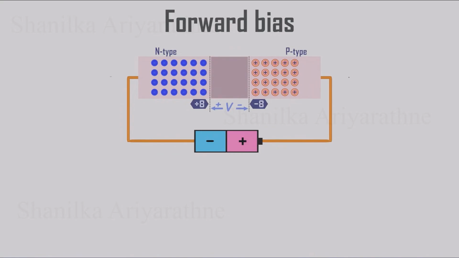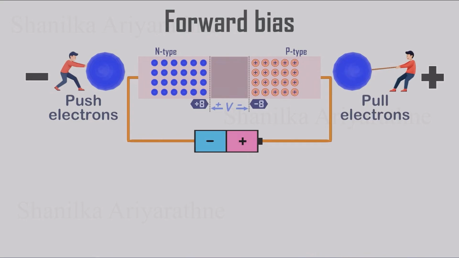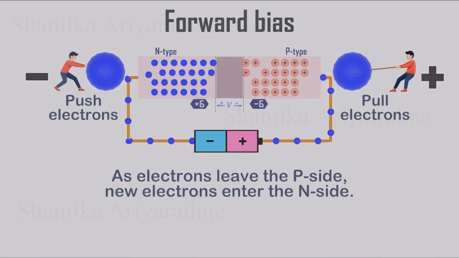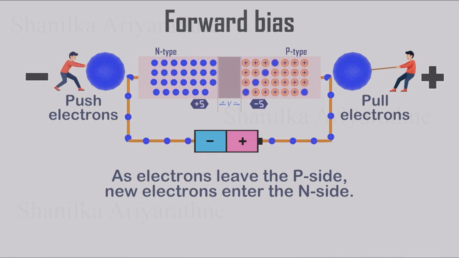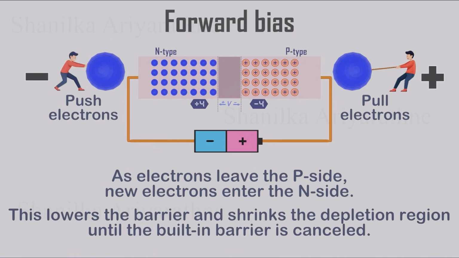In this case, the negative terminal of the battery is connected to the N-type side, and the positive terminal is connected to the P-type side. The negative terminal pushes electrons in the N-type region toward the junction, while the positive terminal pulls electrons away from the P-type region. As electrons leave the P-type side, new electrons enter the N-type side at the same time. This gradually reduces the potential barrier at the junction.